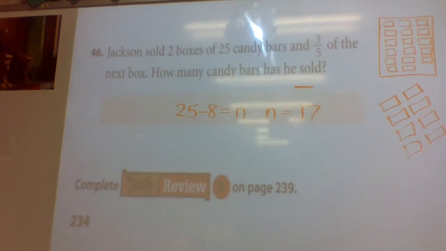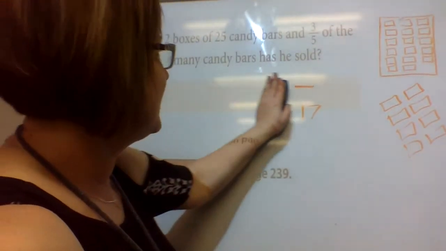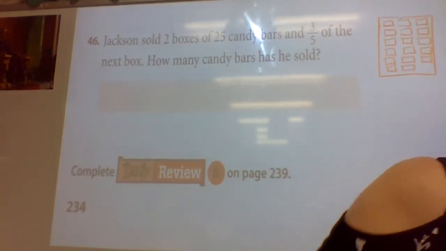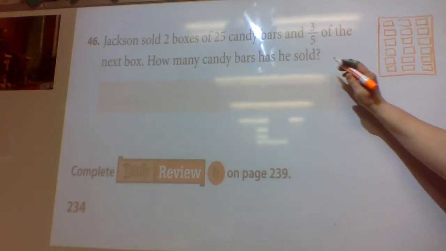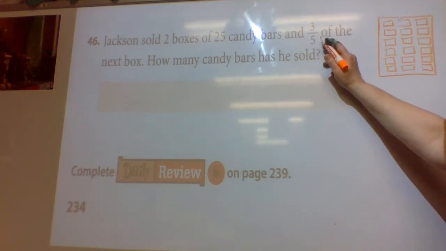Look at page number 46. It says Jackson sold 2 boxes of candy bars and 3/5 of the next box. Wow, he was a big seller. Okay, so we had 17, now we have 18. I'm going to leave that there for a second, see if that helps us. 2 boxes of 25 and 3/5 of the next box.